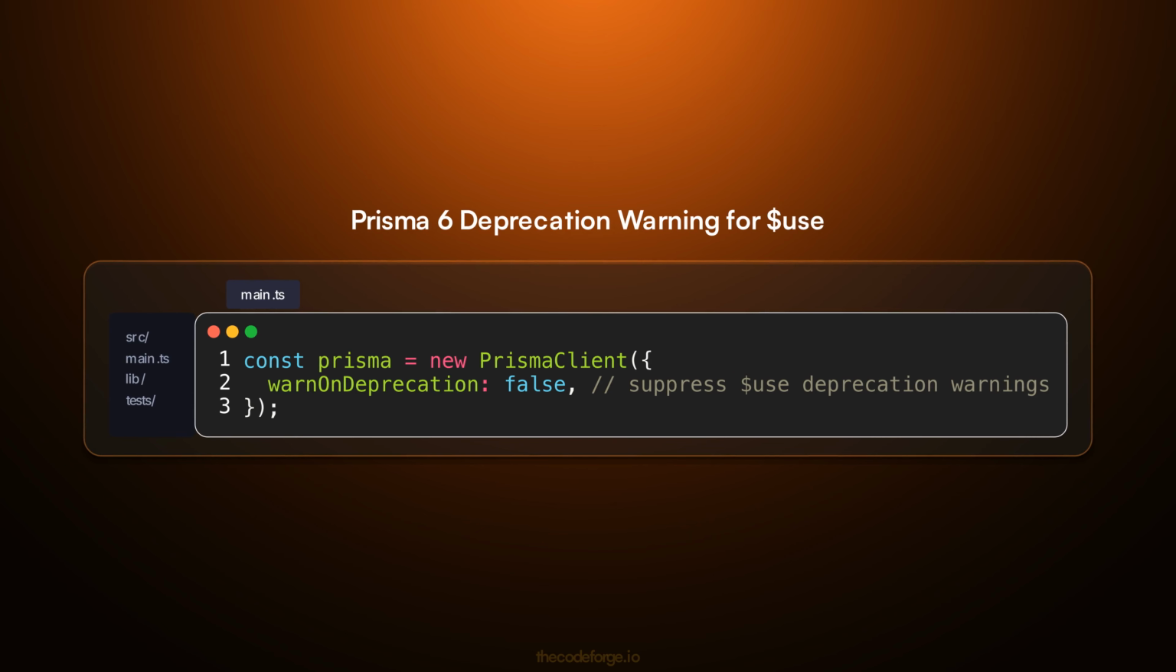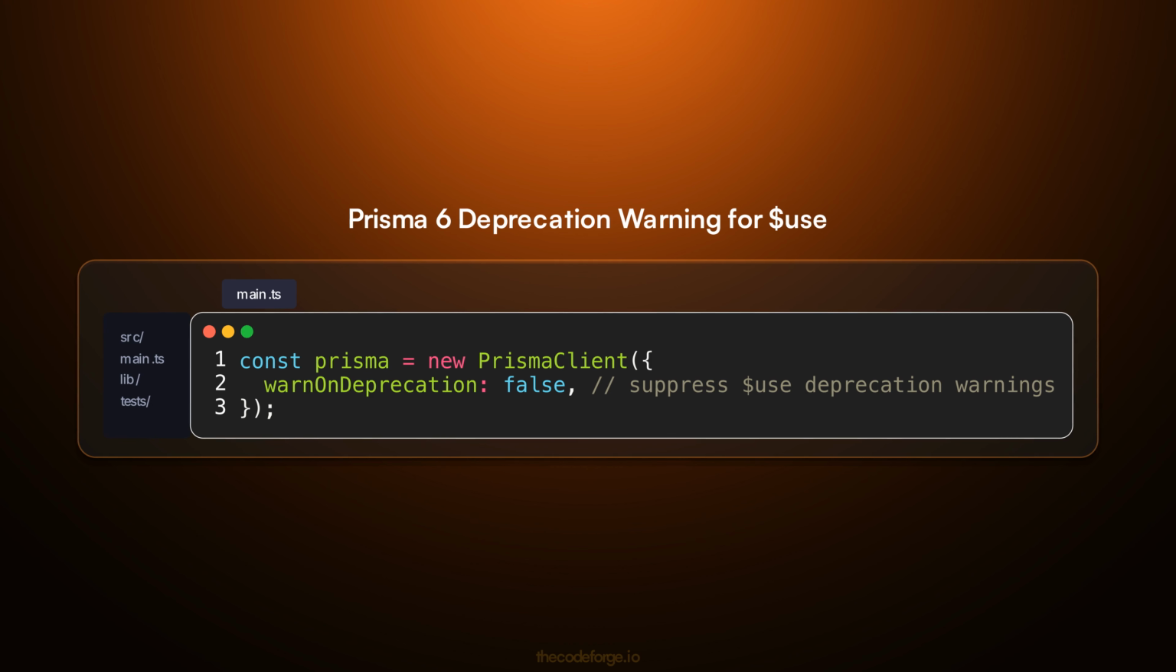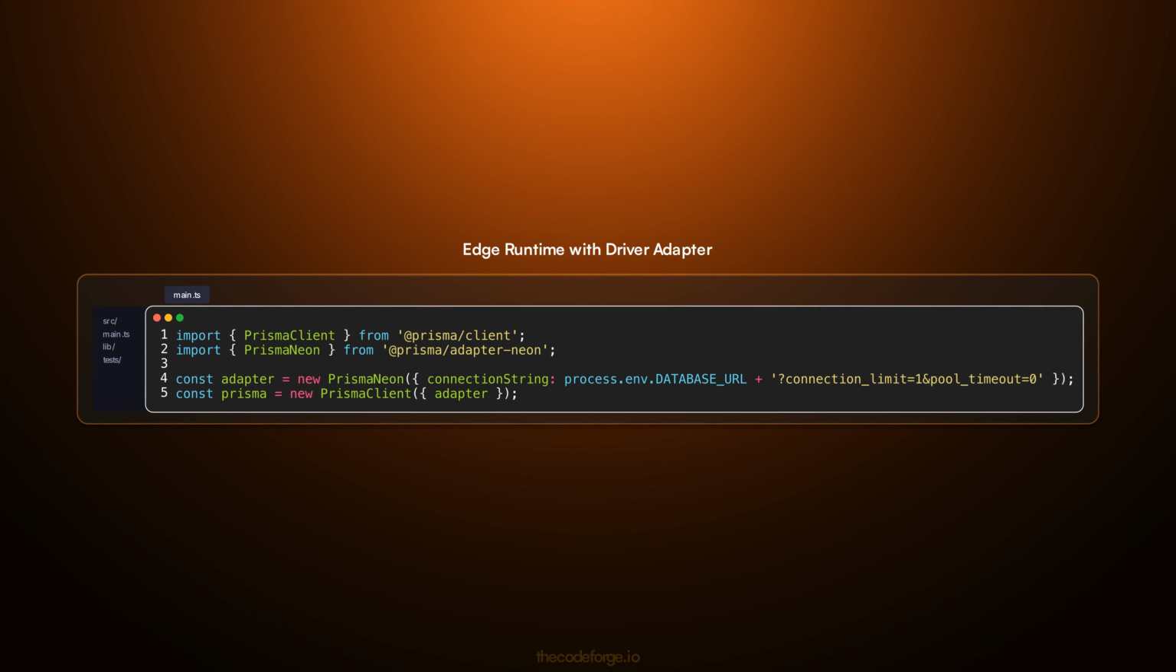The article mentions that Prisma 6 deprecates use middleware in favor of extends, but does not show the deprecation warning or how to suppress it. Add warnOnDeprecation: false to the Prisma client constructor to silence the warning during migration, or use extends as shown. The article mentions Edge runtime support via driver adapters, but does not show a concrete example.